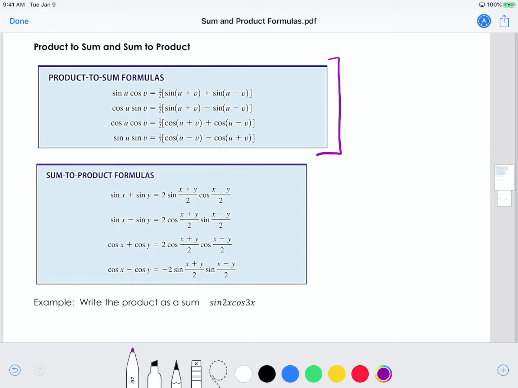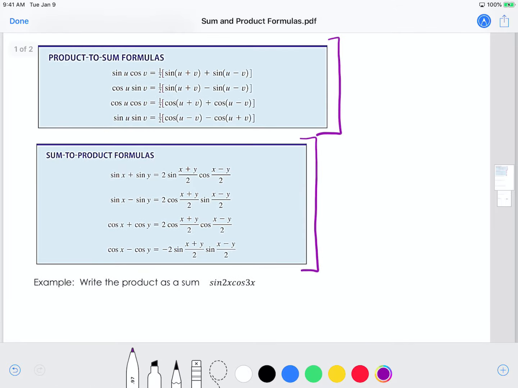And then if you have the sum or the difference of two trig functions and you want to write it as a product, you can use the formulas that are in the second shaded blue box. And the formulas in the second shaded blue box are derived from the formulas in the first blue box. And the product to sum formulas are derived actually from the sum and difference formulas that we talked about in a previous section.